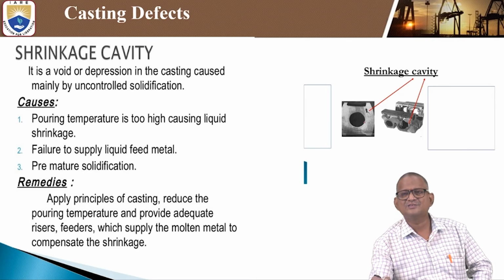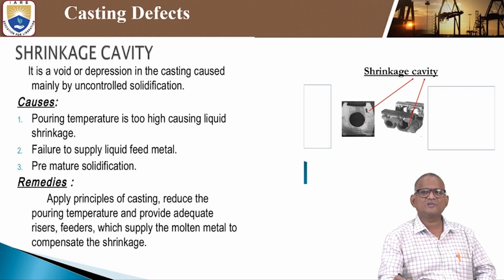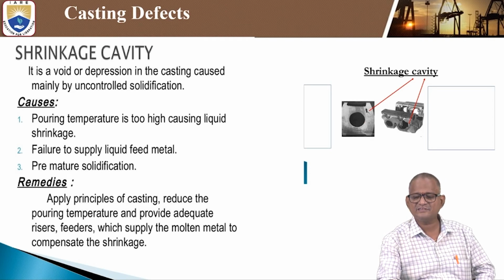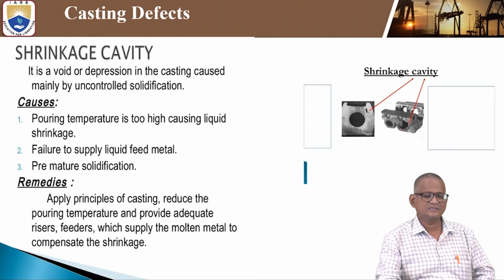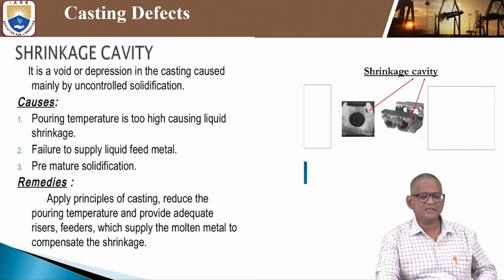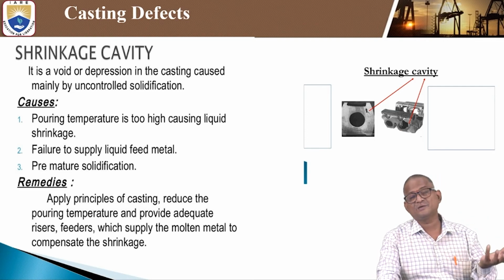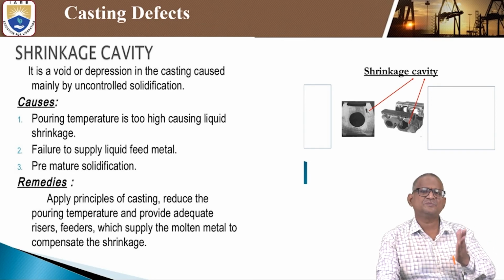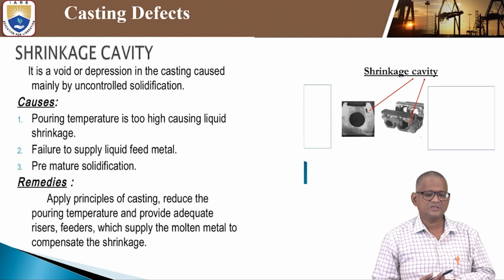Some small black spots will occur. This is the shrinkage cavity. The main cause is a very high pouring temperature, so obviously you should maintain a good pouring temperature. Another cause is failure to supply the liquid feed metal.